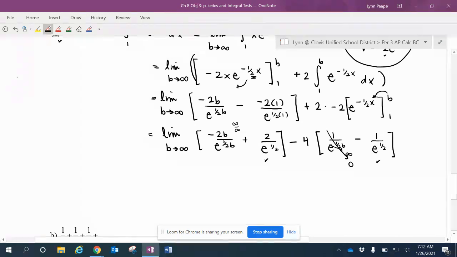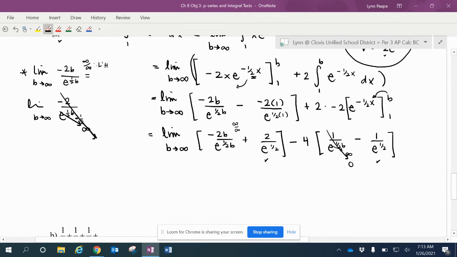So then over here off to the side, I'm just going to do a little bit of L'Hopital's. So I have a form of infinity over infinity. So then L'Hopital's applies. So I'll just do that. Therefore, LH. Okay. So that derivative on the numerator would be negative 2. And then on the denominator, it would be e to the 1/2 b, and then times the derivative of the power, which would be 1/2. And then that limit. So the denominator would approach infinity, which means the whole fraction would approach 0. So then that means this goes to 0 as well.